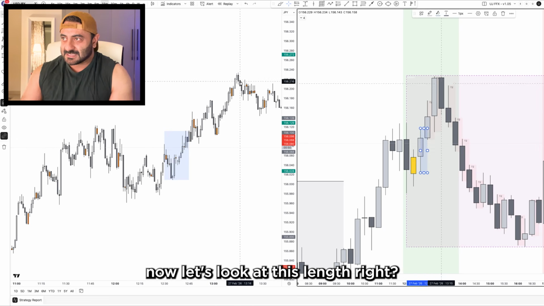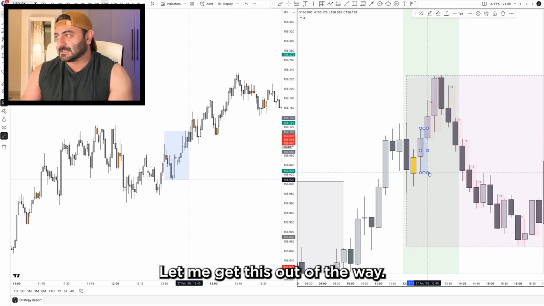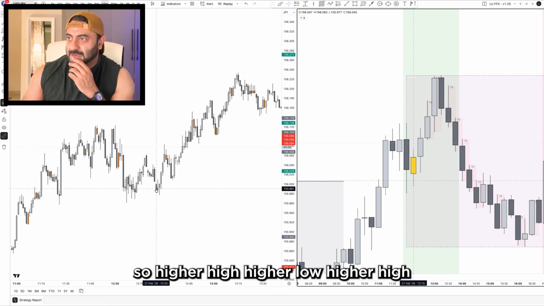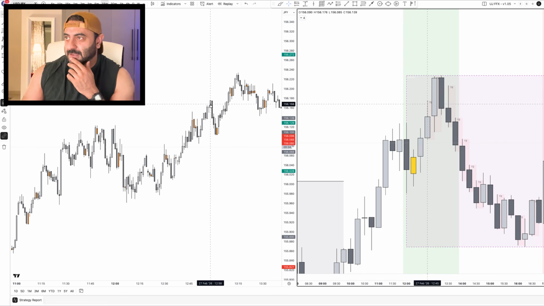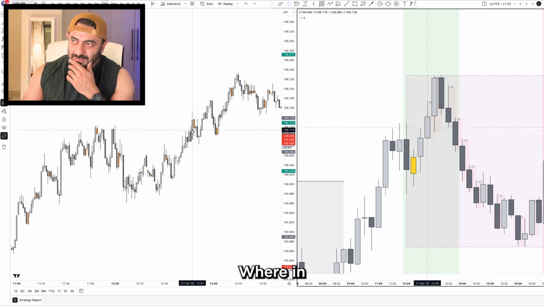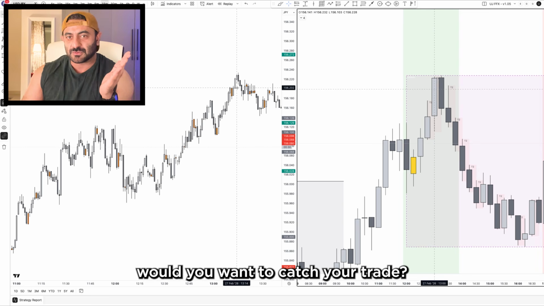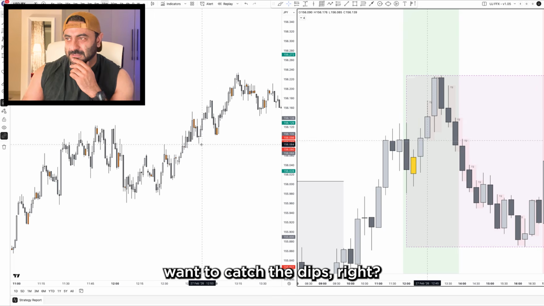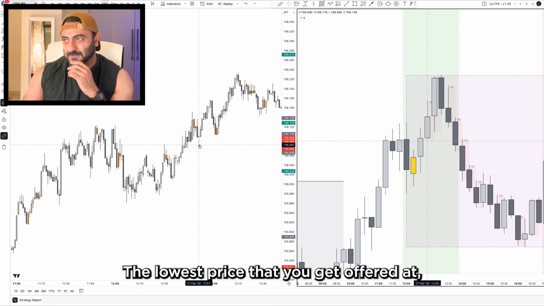Now let's look at this leg, right? Let me get this out of the way. So once that is out of the way, let's look at this leg. Higher high, higher low, higher high, higher low, higher high, higher low. Where in this leg typically would you want to catch your trade, which will give you the most bang for your buck? You obviously want to catch the dips, right? The lowest price that you get offered at.